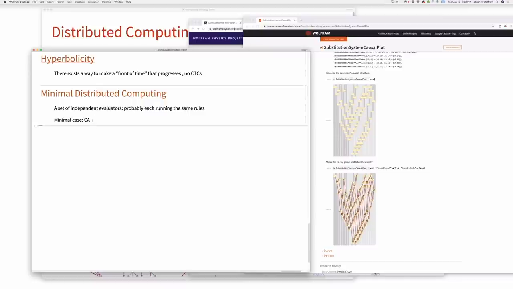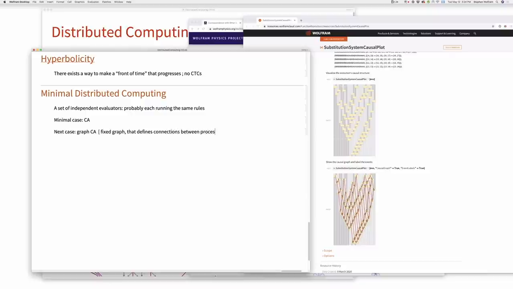where the independent evaluators don't depend on anything other than what's happening inside their own universe, so to speak, inside their own node. Now the next case is they start pulling in stuff from other nodes. So the minimal case is a CA. The next case would be a graph CA, where there's a fixed graph that defines connections between processes.